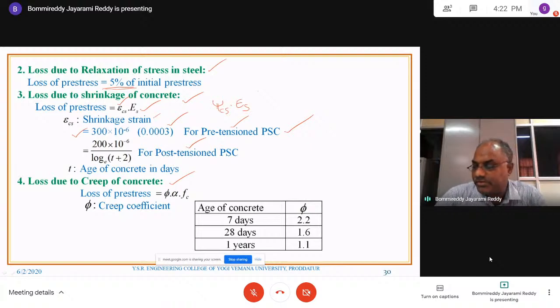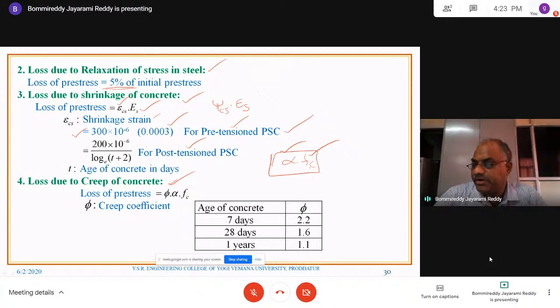The procedure is the same as that of the loss due to elastic deformation of concrete. Already you know the loss of stress due to elastic deformation is alpha into FC. Now we multiply the same by phi, the creep coefficient. Already you know how to calculate FC and alpha. Now for a given value of creep coefficient, you can find out the loss of pre-stress due to creep of concrete.